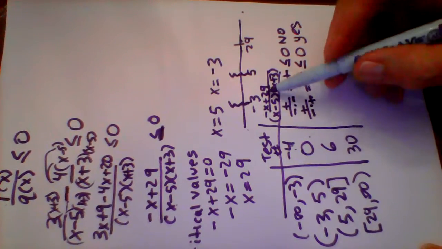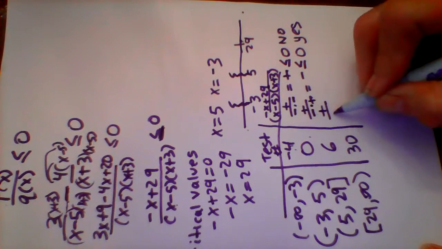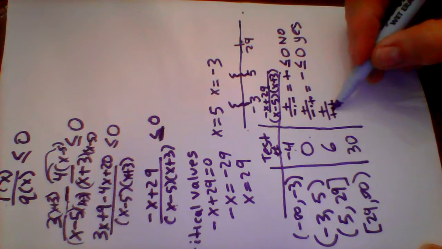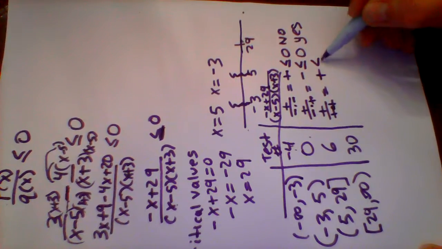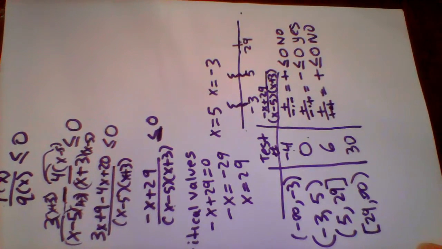Test 6. Negative 6 plus 29 is a positive. 6 minus 5 is a positive. 6 plus 3 is a positive. Positive divided by a positive is a positive. Is that less than or equal to 0? No.